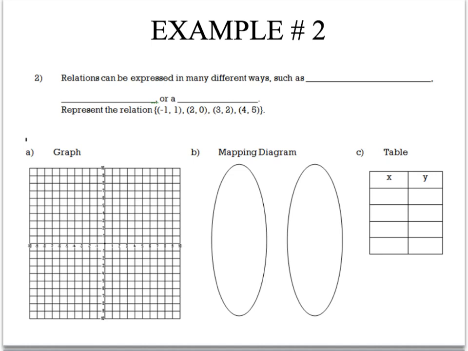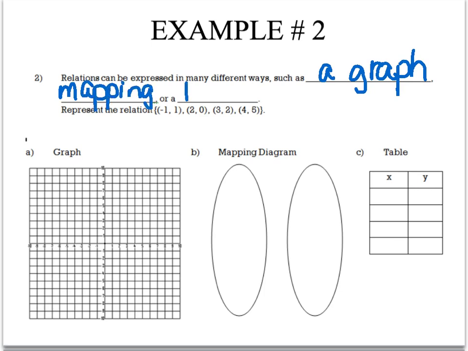Example number 2 says, relations can be expressed in many different ways, such as we can have it be a graph, because we can plot ordered pairs on a graph. We can have it be a mapping, or we can have it be a table. So here's our relation, -1, 1, which is here on our graph, 2, 0, which is here, 3, 2, and 4, 5. So that's one way to demonstrate a relation by putting it on a graph.